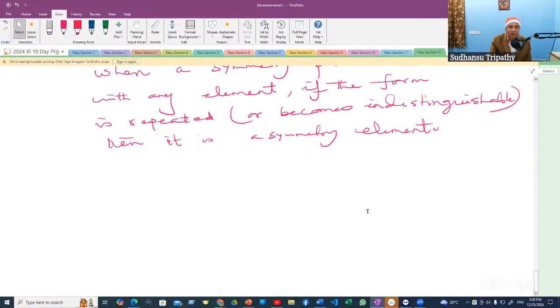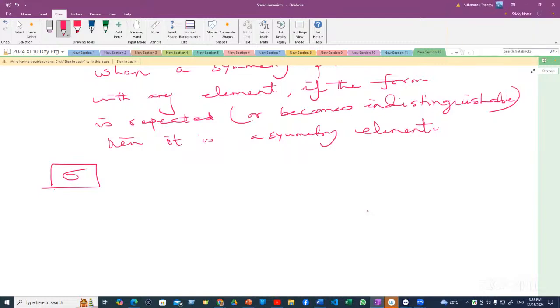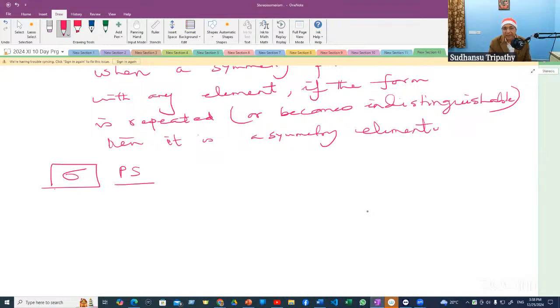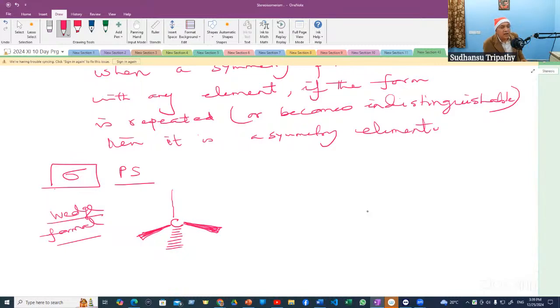Now I will talk about sigma. What is sigma? Plane of symmetry. I'm writing it in short as PS. I am just showing you a three-dimensional picture of tetrahedral carbon having groups. This is called the wedge formula, where the three-dimensional structure, because all the bond angles are 109 degrees 28 minutes.